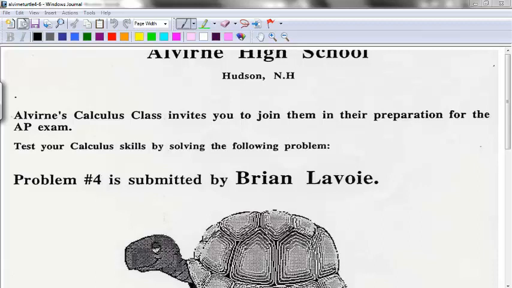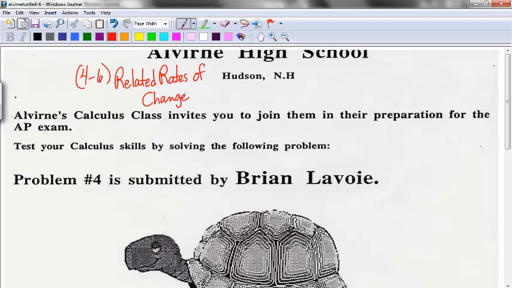Okay, so this will actually be, and you might go ahead and mark it, this will be for section 4.6, and this is on related rates of change. On these problems, they're going to give you a rate at which something's changing, and they're going to ask for a rate at which something's changing. Okay? And so this is an example.